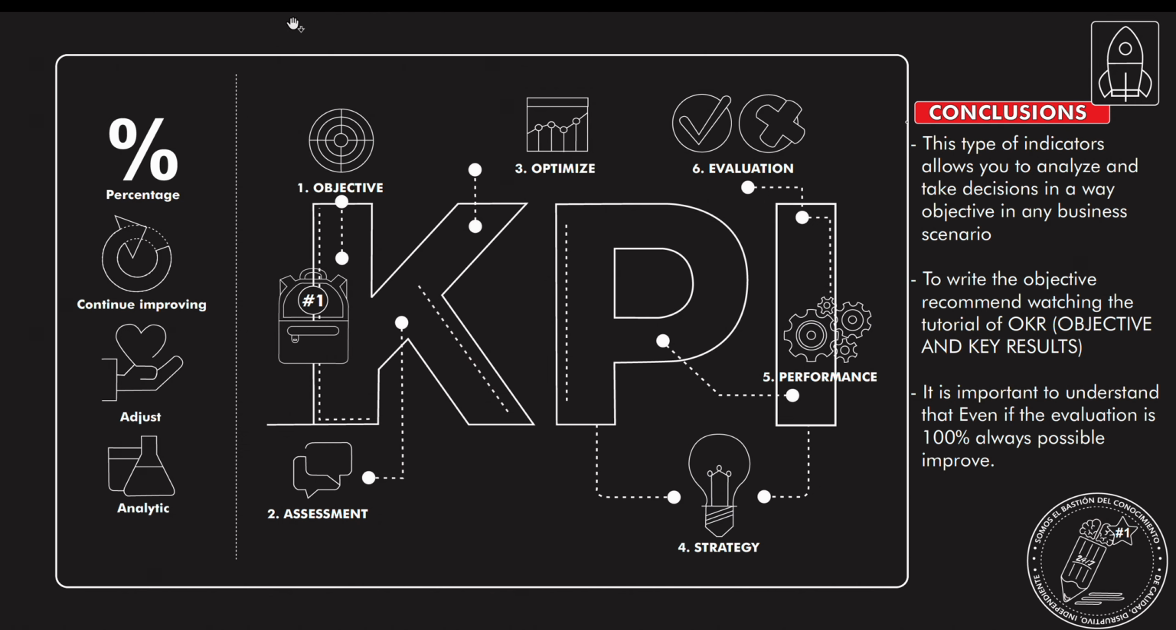It is important to understand that even if the evaluation is 100%, it is always possible to improve and find different ways, because if your indicator is showing you that your performance is really good and everything that you are doing is very well put together, that's awesome. However, you need to understand that it's very important to always keep in the back of your head that you can improve whatever you are doing.